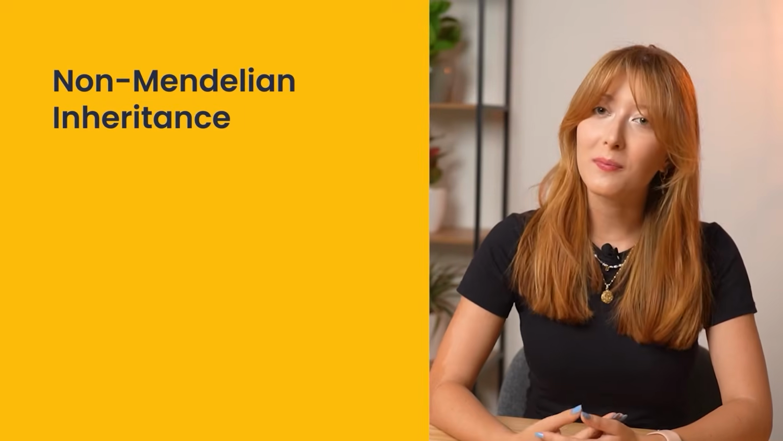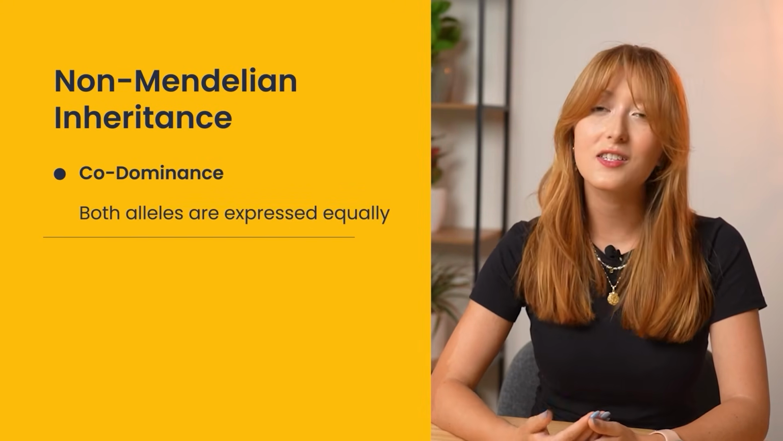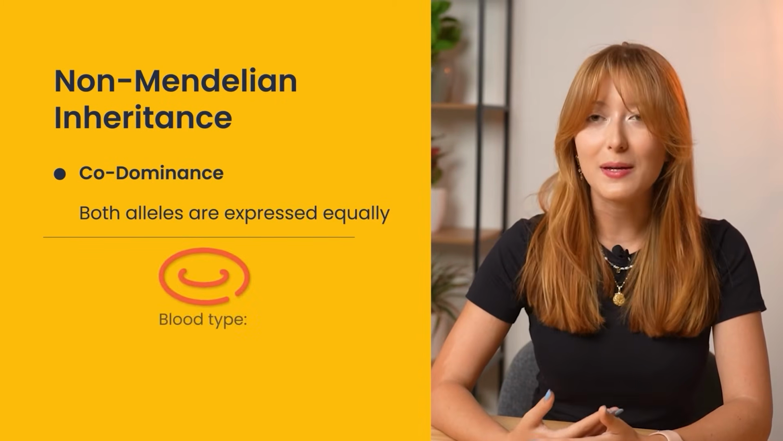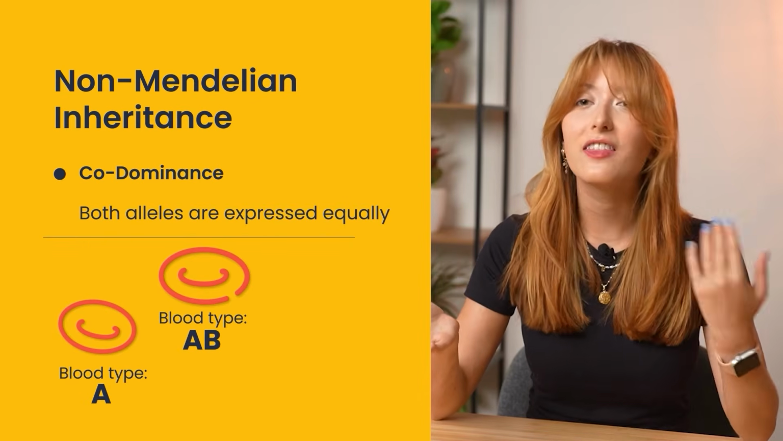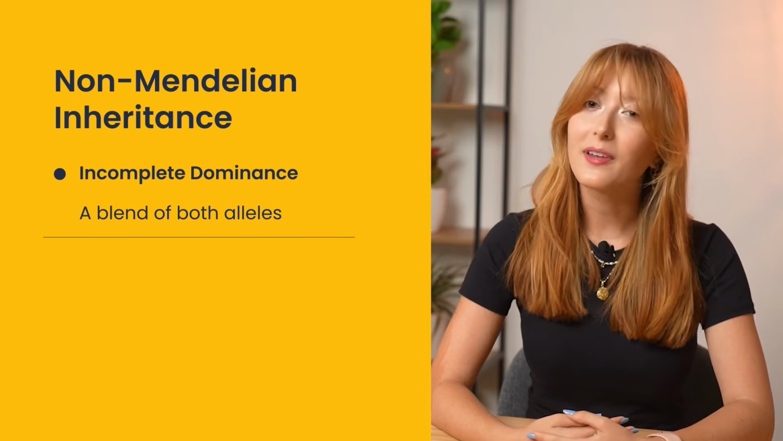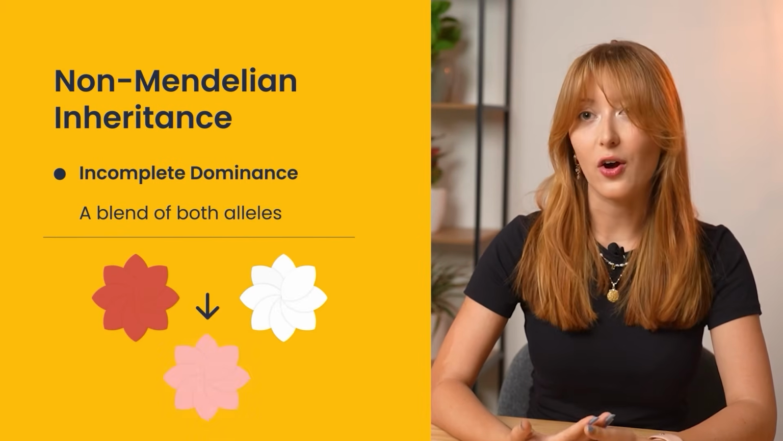However, not all traits follow these simple rules. That's where non-Mendelian inheritance comes in. Codominance is an example of non-Mendelian inheritance where both alleles are expressed equally. For example, this is present in AB blood type, where both the A and the B alleles are dominant. Incomplete dominance is another example of this, which is a blend of both alleles. For example, a red and a white flower can produce pink offspring.